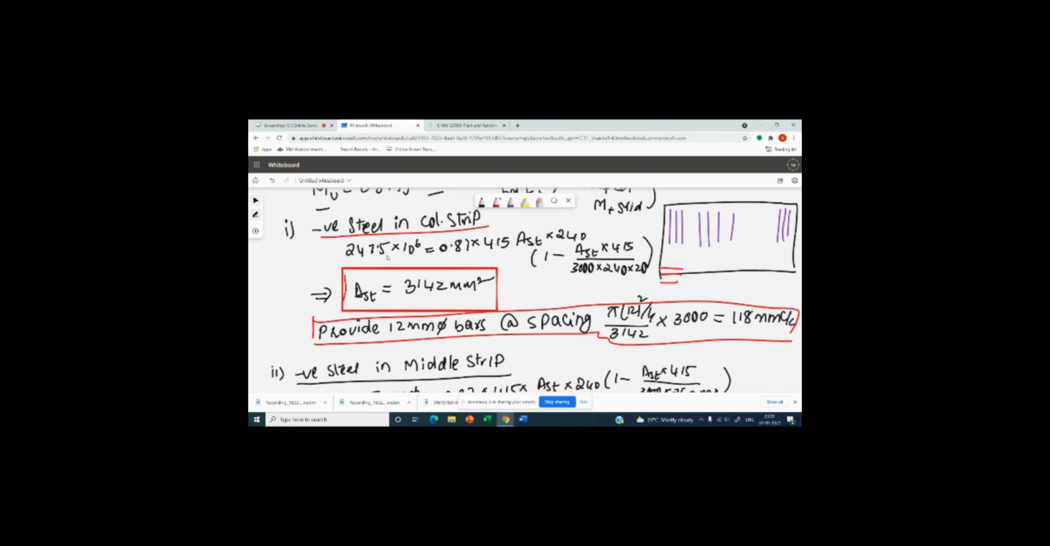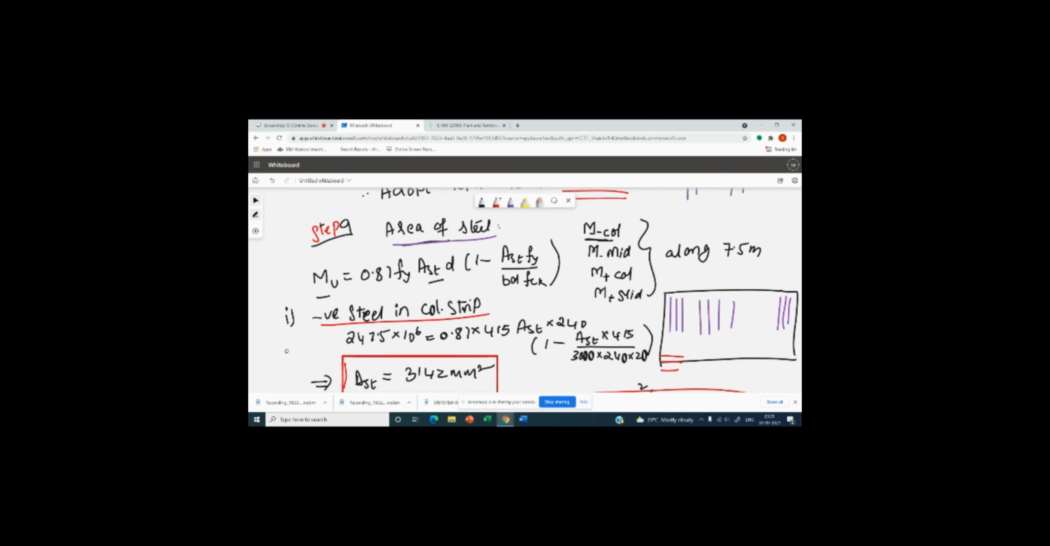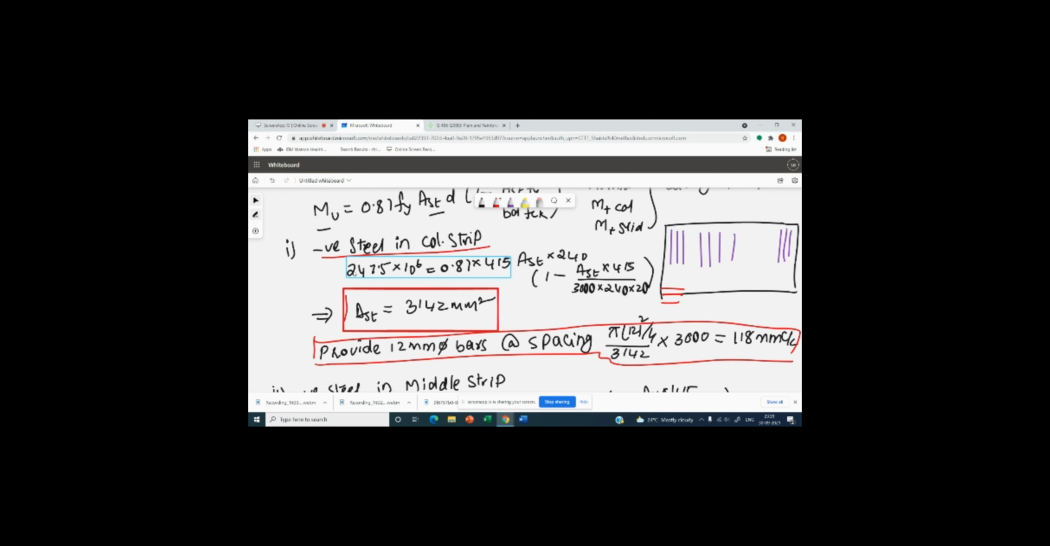So the column strip negative bending moment was 247.5 into 10 to the power of 6. Using the standard formula 0.87 fy Ast d into 1 minus, there is a standard formula in the code. Using this formula, we will find out the area of steel corresponding to each bending moment in each strip.